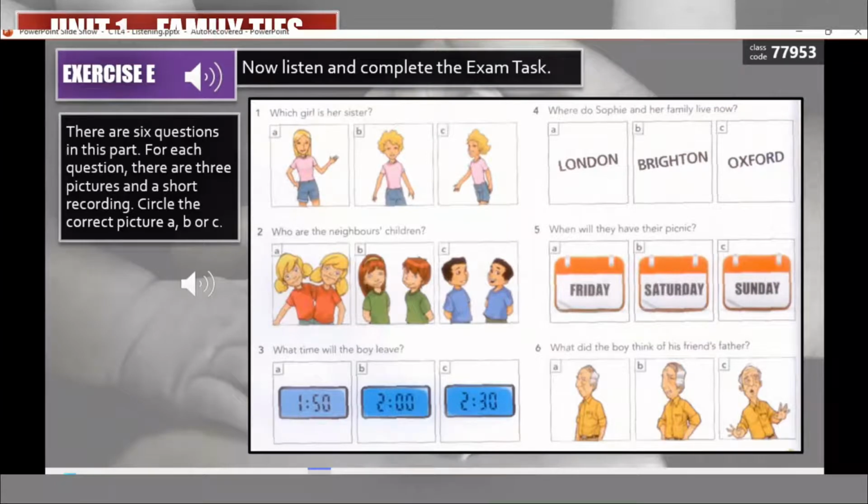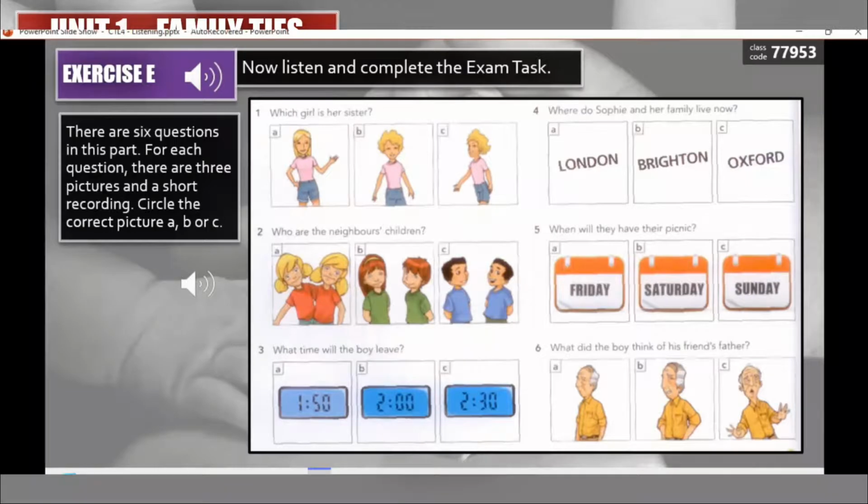4. Where does Sophie and her family live now? My cousin Sophie and her family are going to move to London. Oh, really? I thought they liked Brighton. They seem very happy here. Do they come from London then? No, they're from Oxford originally.